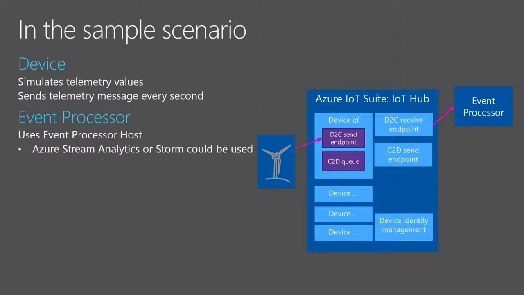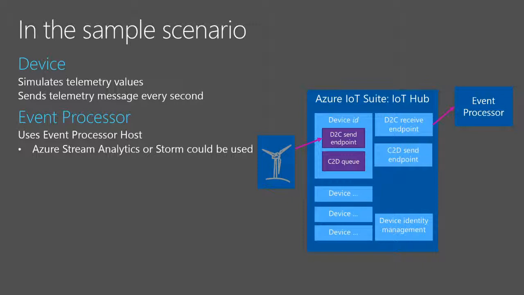There was an event processor. There was a standard application. You can run that in a worker role. You can run that in a web job. That was an instantiation of an event processor host. That is actually the event processor host as any other Event Hub's receiver. Of course, you can use Stream Analytics or Storm. I did not go into that detail as we're just focusing on the use of the hub.